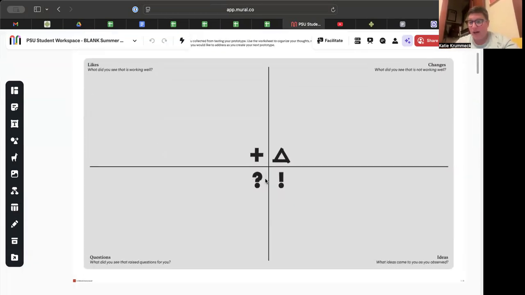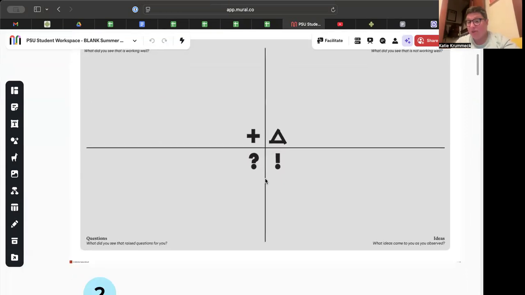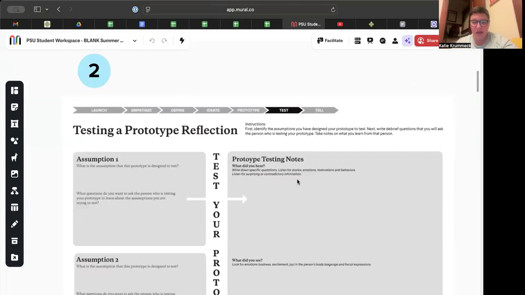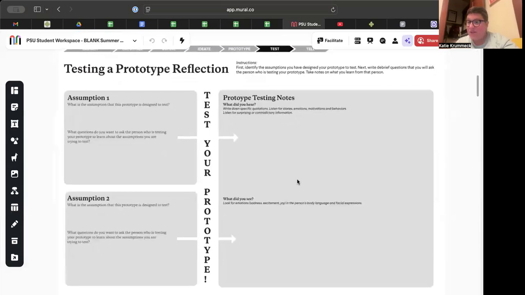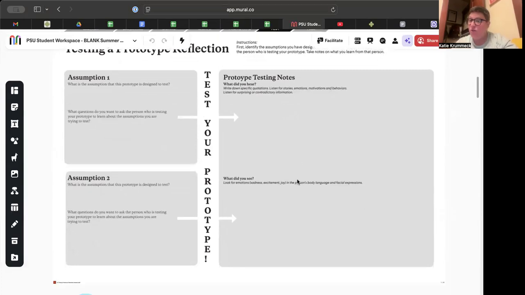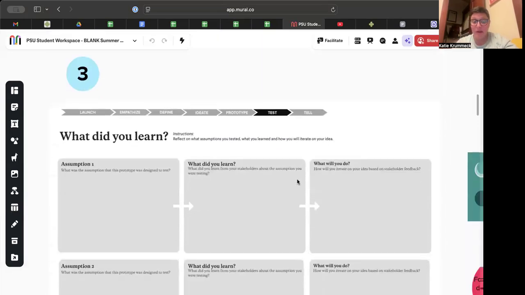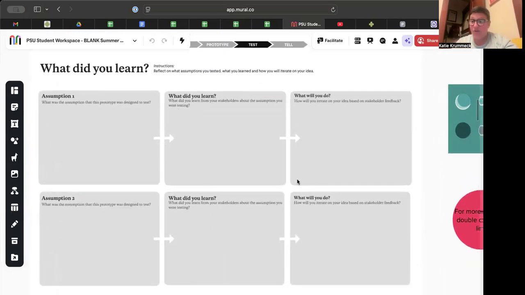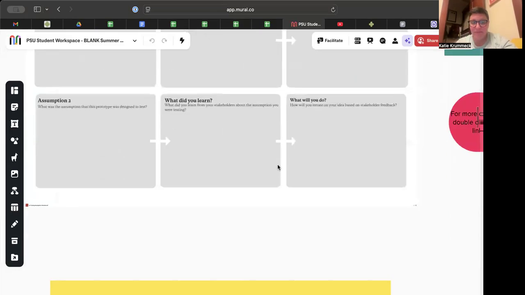So, what was working well, what wasn't working well, but also what are new ideas that are coming up, and what are questions that might arise from the test. You're going to think about what assumptions you were making about your idea that you wanted to test, and what you learned about those assumptions from the prototype testing. You're going to break that down further: what did you learn, and what are you going to do to iterate and address that feedback in your next iteration of your idea?